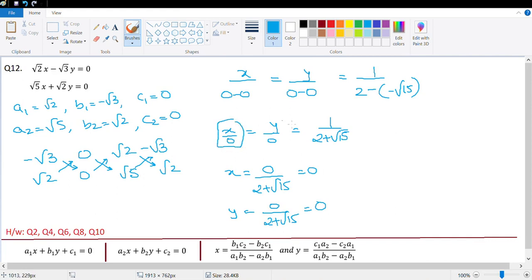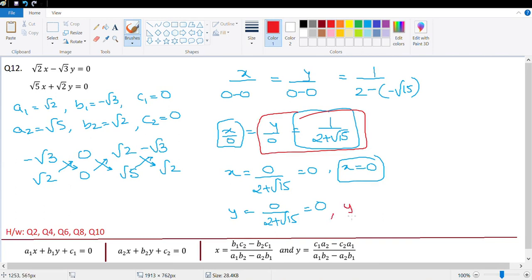So I took the first term and the third term to give x. So x is equal to 0. Next, I took the second term and the third term, which gave me y is equal to 0. The final answer, (x, y) is equal to (0, 0).